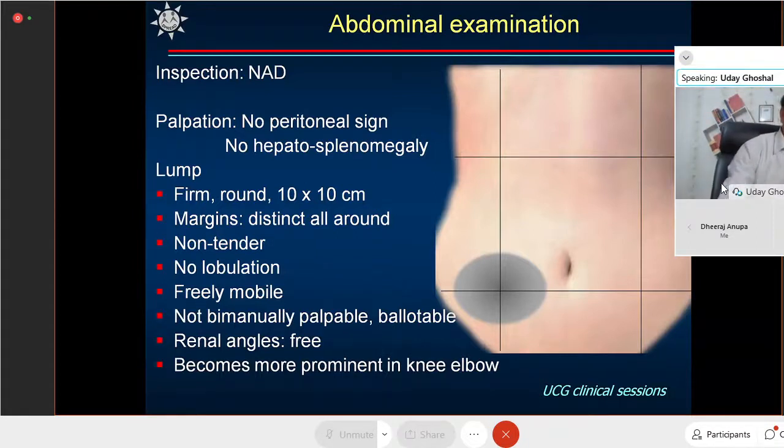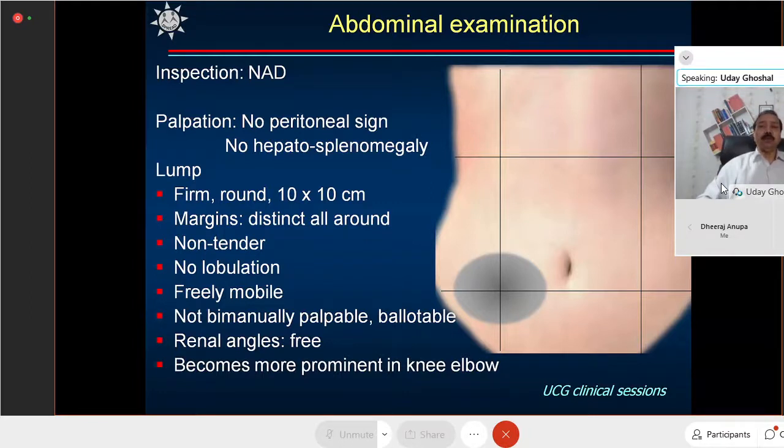Now on examination, there is a lump. Lump I have drawn there. This is right, involving part of the hypogastrium, part of the lumbar region, and part of the right iliac fossa. It is about 10 into 10 centimeter. Margins are distinct all around, non-tender, no lobulation. It is freely mobile, not bimanually palpable, not ballotable. Renal angles are free, and it becomes more prominent in knee elbow position.